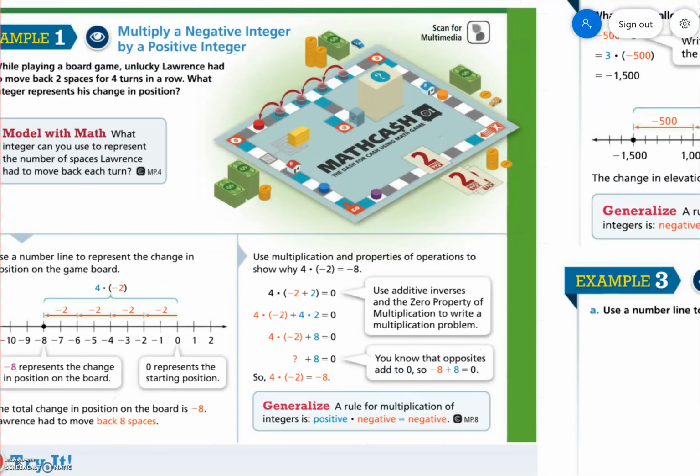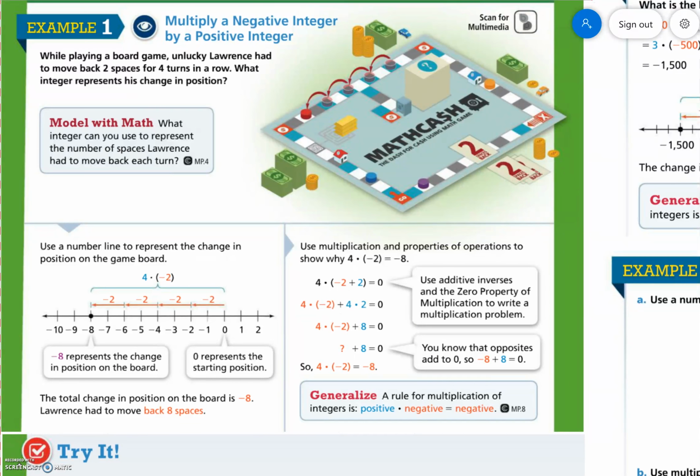On the next page, example number 1, multiplying a negative integer by a positive integer. While playing a board game, Unlucky Lawrence had to move back 2 spaces. So I'm highlighting back, and I know it's going to be 2 spaces for 4 turns in a row. So that's going to tell me he's doing it 4 times. What integer represents his change in position?